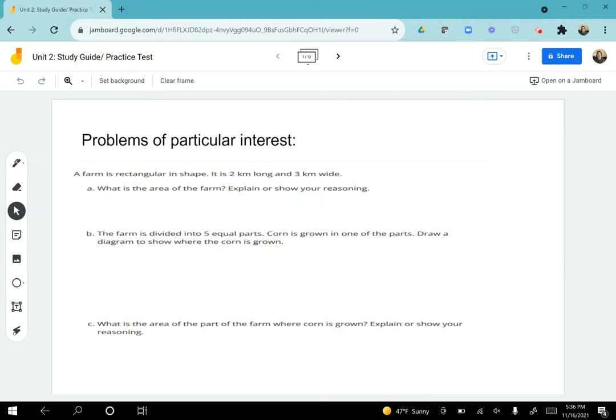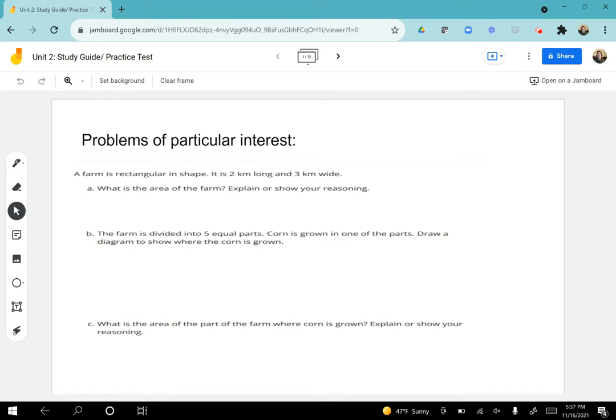Hello, I'd like to go over the problems on the study guide, which was also given as a practice test in class. I'm going to start out with a couple of problems of particular interest I want to go over before getting into the actual pretest study guide questions.